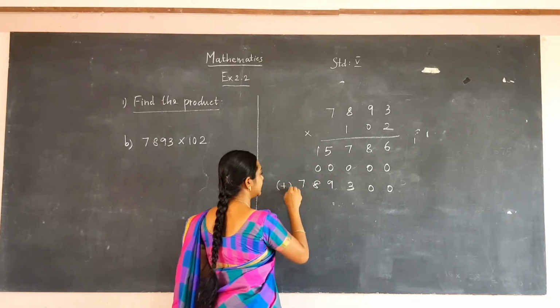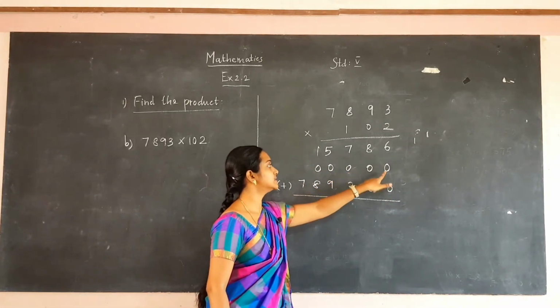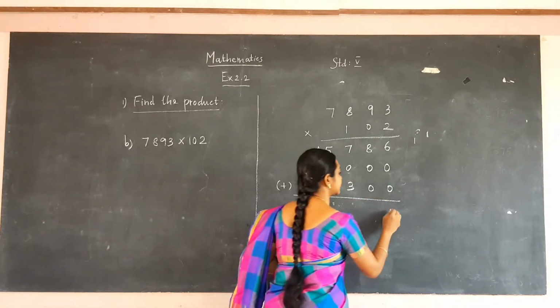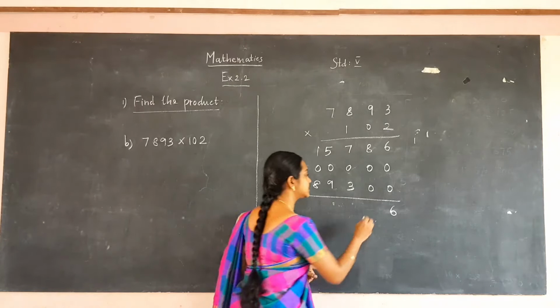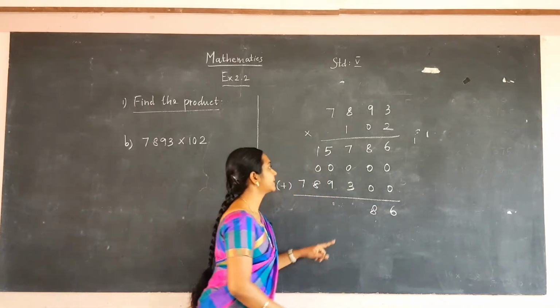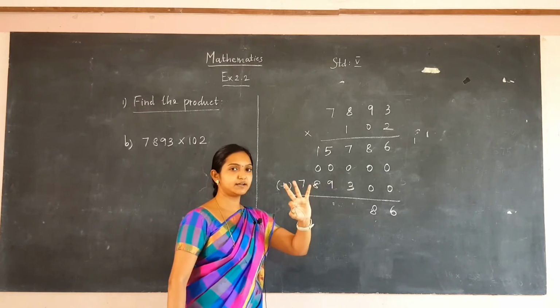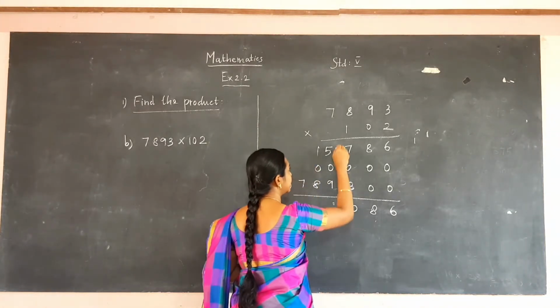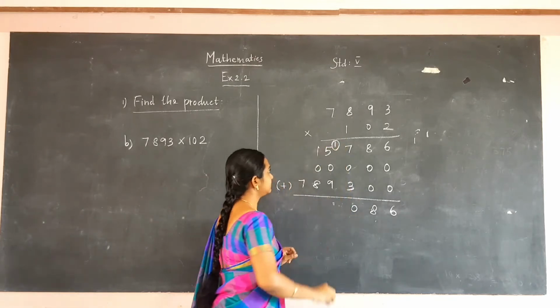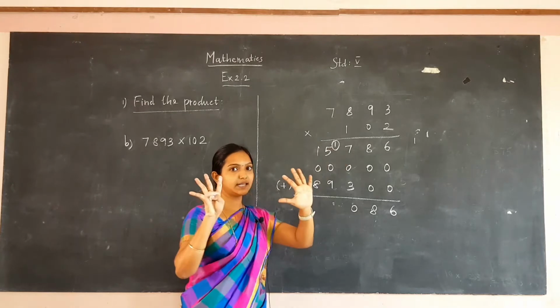Now we are going to add these three numbers. 6 plus 0 plus 0 will be 6. 8 plus 0 plus 0 will be 8. 7 plus 3. Keep 7 in mind and 3 in fingers. 8, 9 and 10. So put 0 here and carry 1 to next place. 5 plus 1 will be 6. Keep 6 in mind and 9 in fingers.